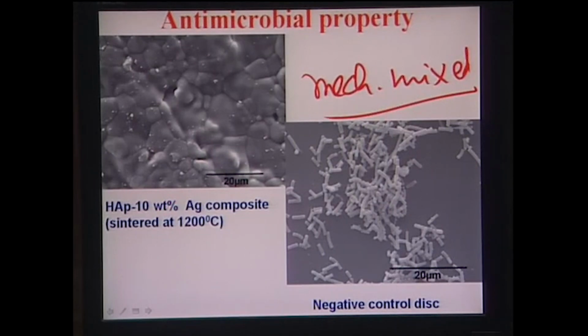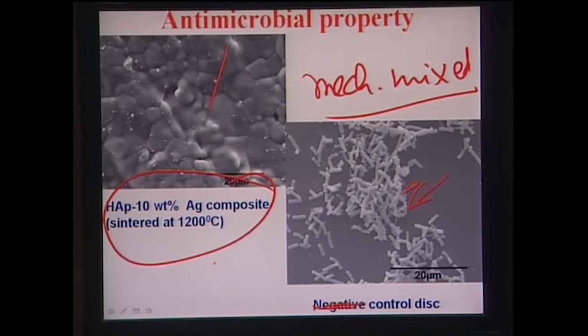Now, this is the E. coli bacteria, rod-shaped E. coli bacteria, as you can see on the negative control disk, and you have this hydroxyapatite 10% silver composite which is sintered at 1200 degrees Celsius. After culturing the same E. coli bacteria for 4 hours, you do not see any bacteria adhering on this material. You can only see the remnants or residue of the bacteria after they are killed. Therefore, the hydroxyapatite 10% silver composite has good antimicrobial property.